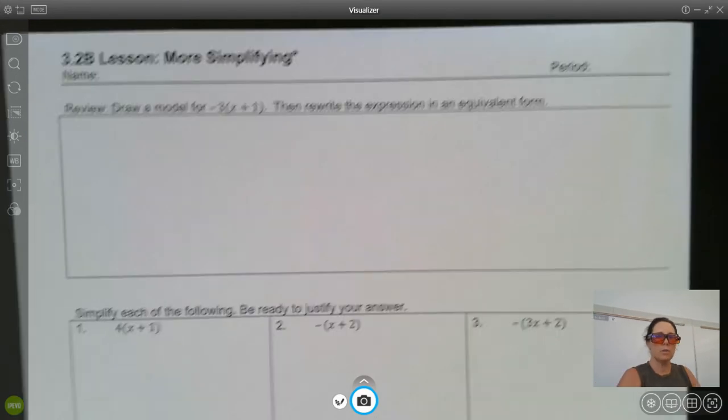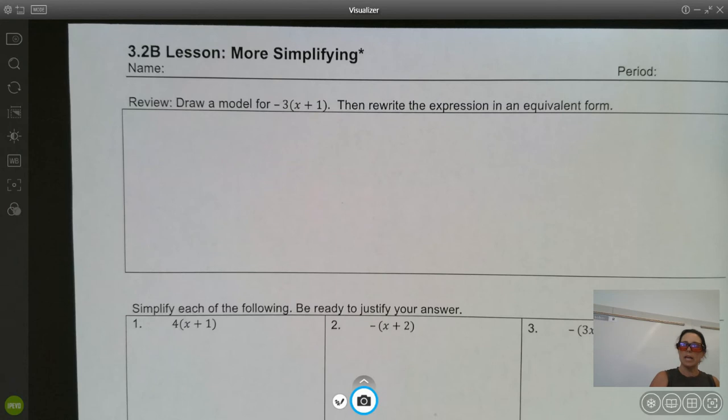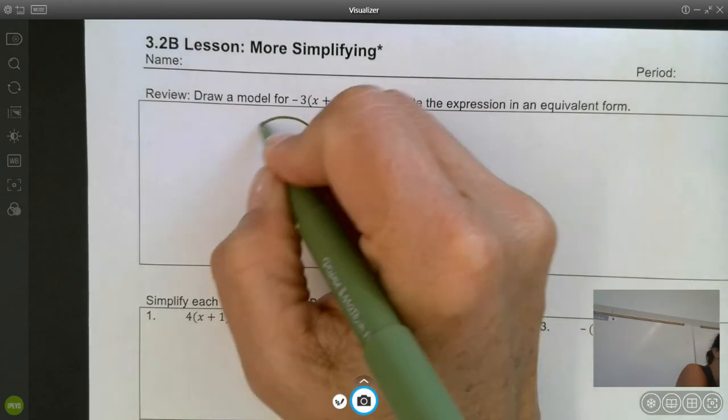Right, guys, so 3.2b lesson is less about models and more about just using what you know to crank out some answers. Okay, so it says to review, draw a model for take away three groups of x plus 1, then rewrite the expression in equivalent form. All right, so for taking away, we need to put some zero pairs.